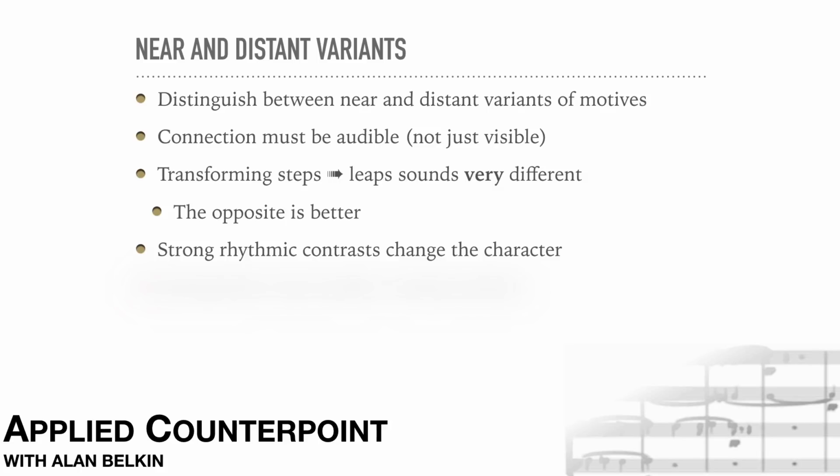For our purposes here, we're only interested in close motivic variants. These allow us to use motives in ways which add focus and character to our counterpoint, in order to give the feeling that we're actively developing a musical idea. When the same motive appears right away in another part of the texture, it creates imitation. Let's do an example of imitation in three parts.